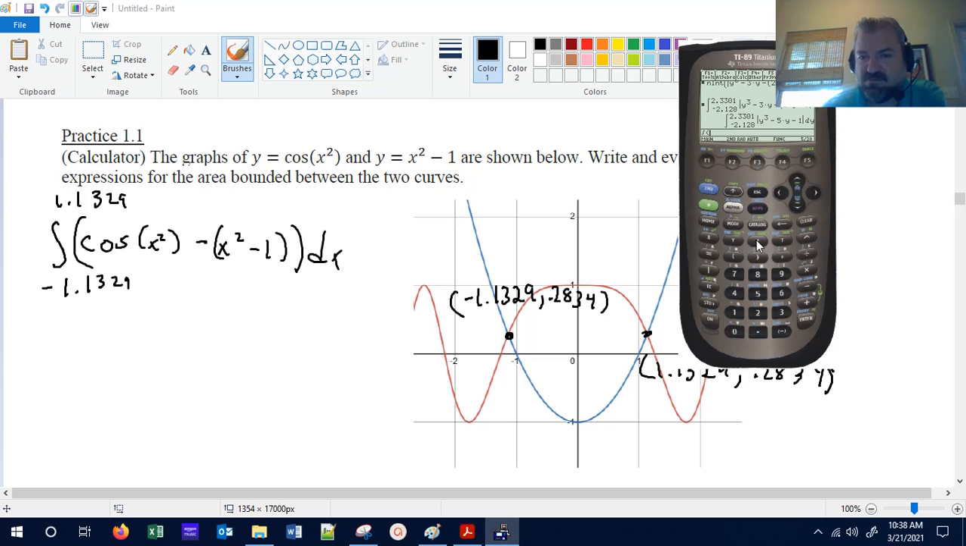So secant cosine x squared. Make sure that squared's on the x, not on the cosine. It's got to be inside the parentheses. Minus parentheses x squared minus 1, comma, I'm using x, comma, negative 1.1329, comma, 1.1329.